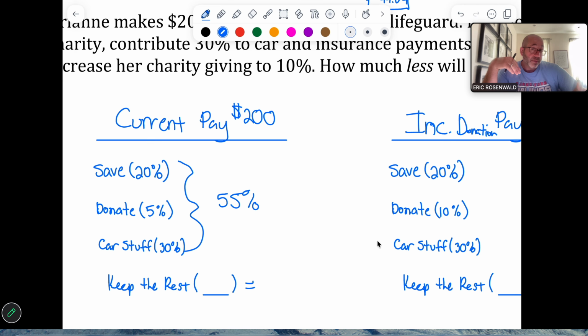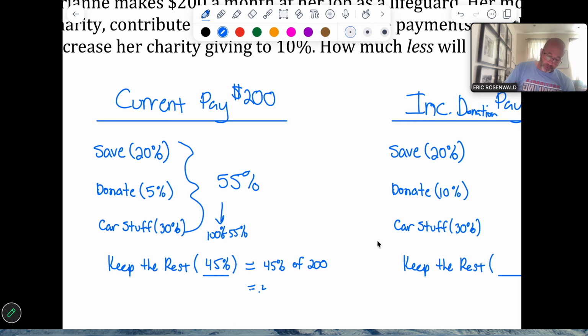So how much does she get to keep? Well, if she didn't put in any of this, she'd get 100%. But because she's putting in 55%, she gets to take 100% minus that 55%, and she gets to keep for herself 45% of the money. Okay? So all we have to really figure out is what's 45% of 200? Well, 45% of 200 is equal to 0.45 times 200. So if we just multiply this, 0.45 times 200, we get $90.